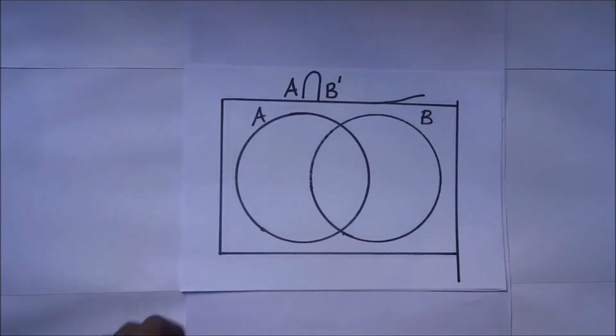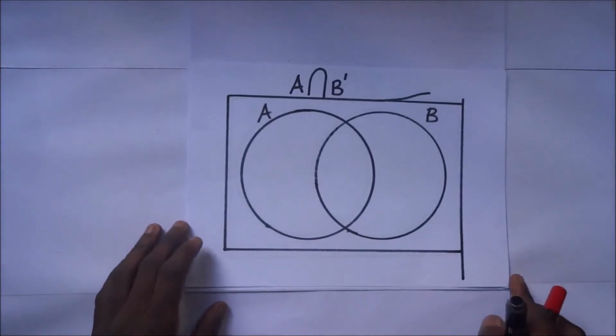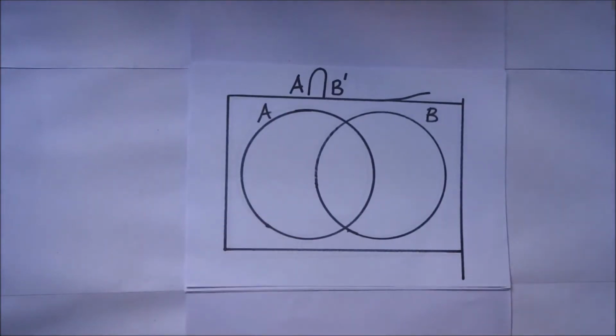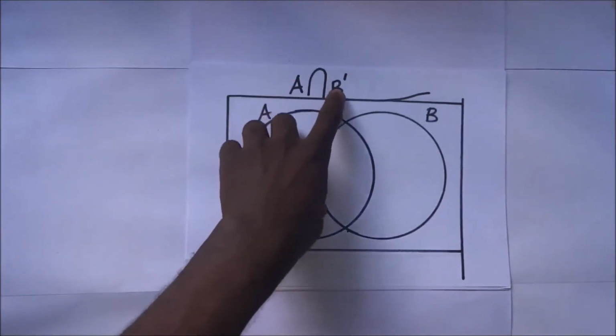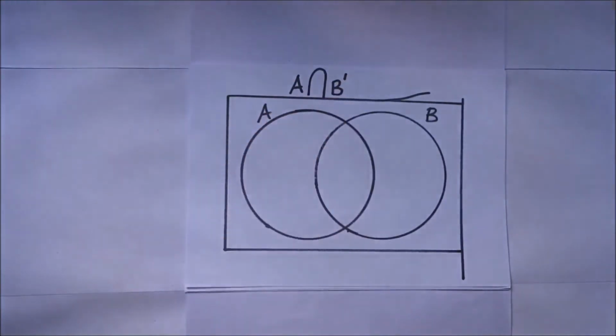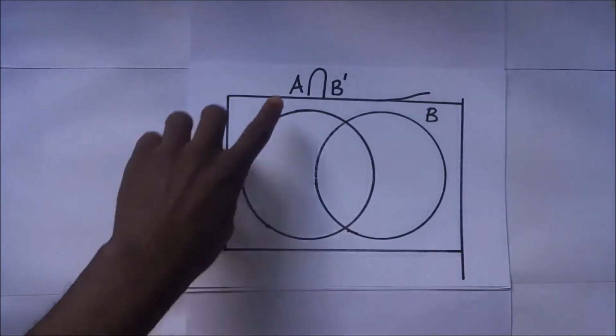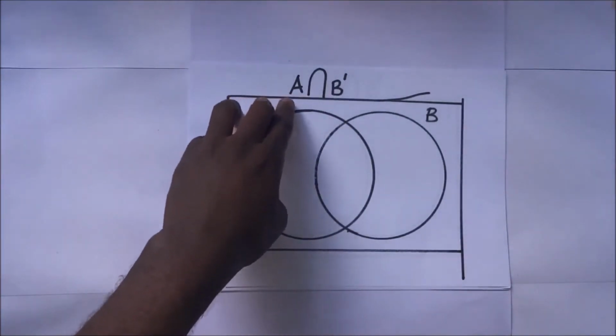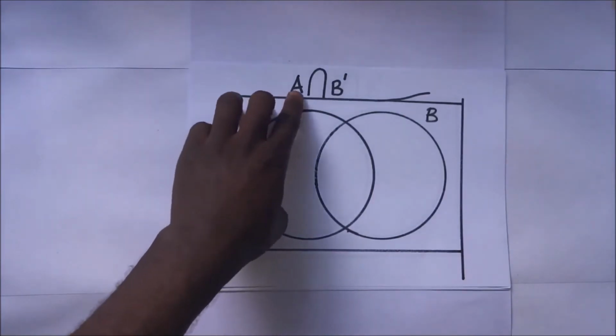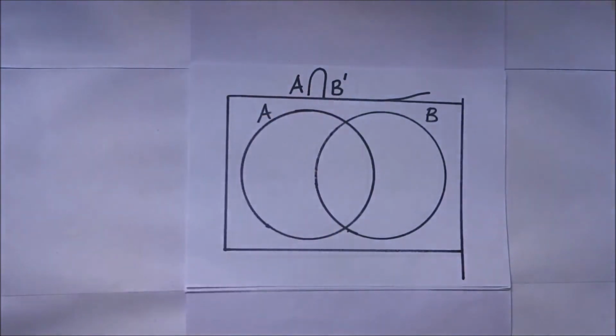Like that. Now we have set A intersection B complement. Here we are having set A and set B complement. In this case they want us to find the intersection between set A and set B complement. So let's investigate where these two are joining.